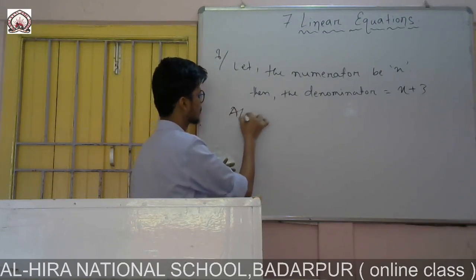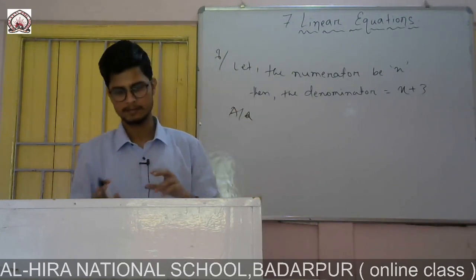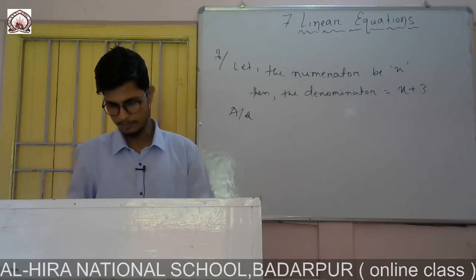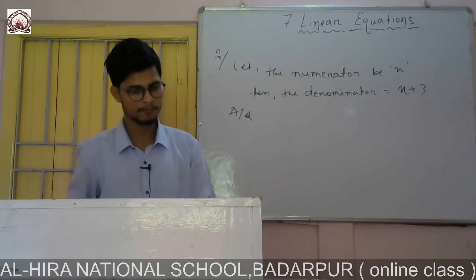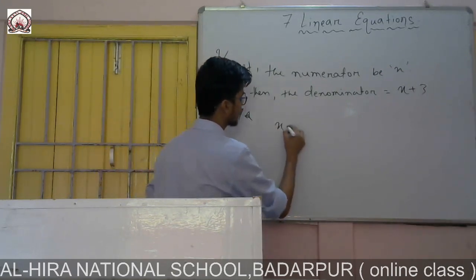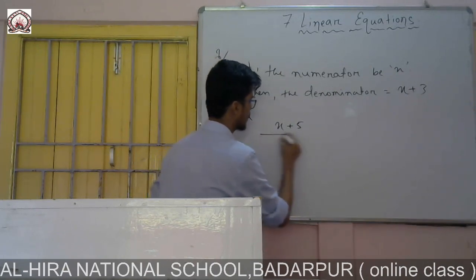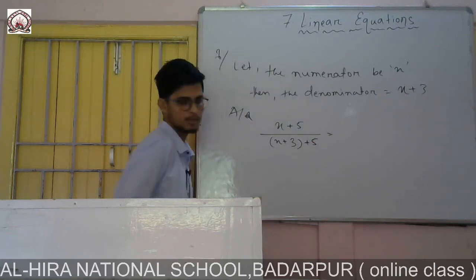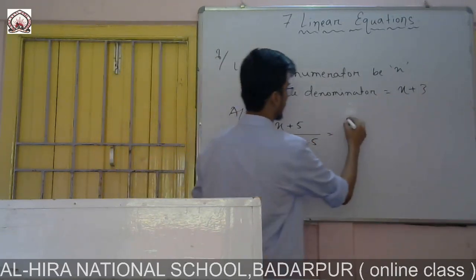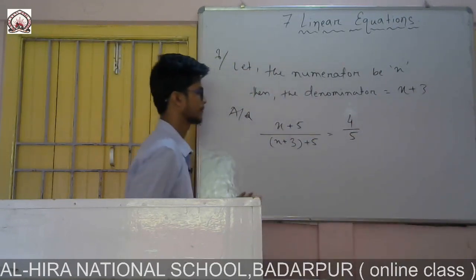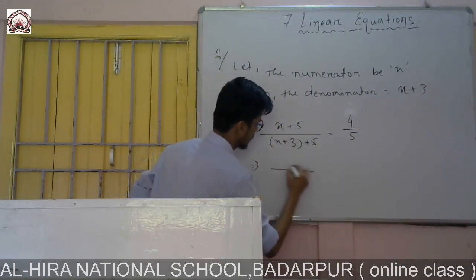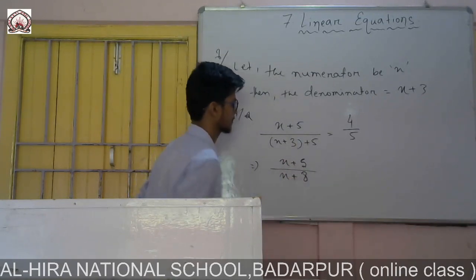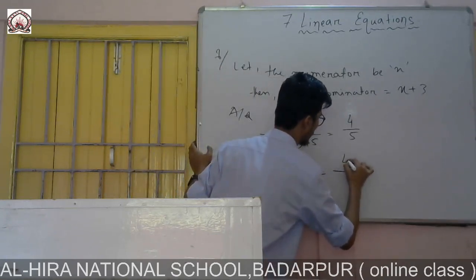According to the question, if I add 5 to the numerator and the denominator also, then the fraction will be equivalent to 4 by 5. So x is the numerator, x plus 5, and with the denominator also plus 5, this fraction will be equivalent to 4 by 5. Now I will solve this one. It will be x plus 5 over x plus 8 equals 4 by 5.